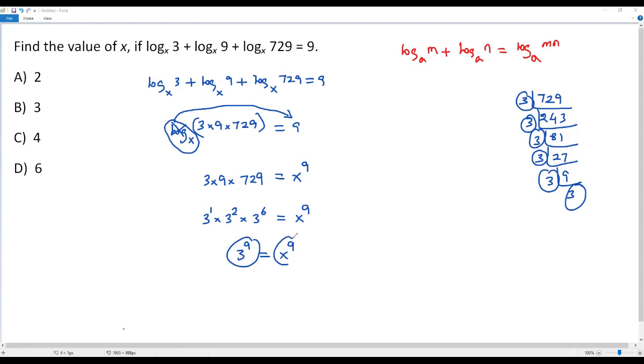Now, two powers are equal with the same exponent, that is 9. Whenever two powers are equal with the same exponent, we can equate the bases. Okay, when I equate the bases, I am getting 3 equals x. Okay, here I got x equals 3. That is, the value of x is 3. And we find this 3 in answer choice B. The correct answer choice for this question is B.